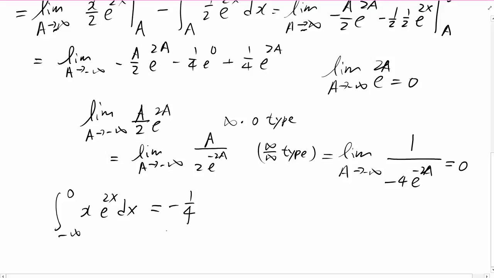Okay. Now after we finish, we try to see if it's reasonable. And think about x is negative between negative infinity and 0. E to the 2x is positive, so the value should be a negative value. Okay, so that's going to be fine.